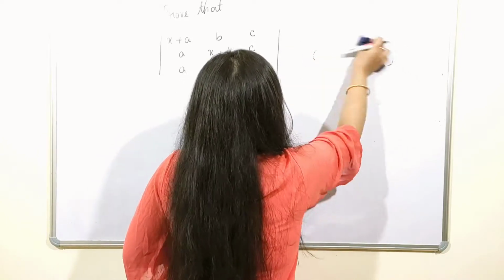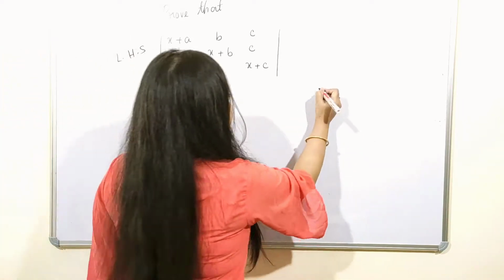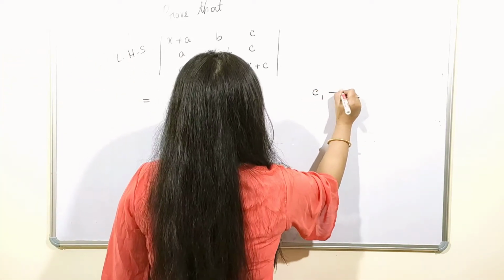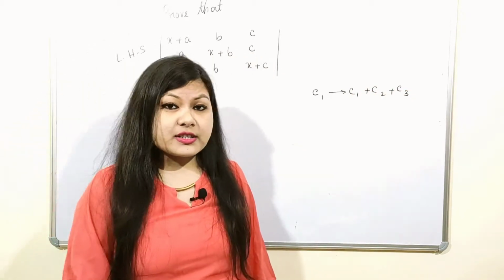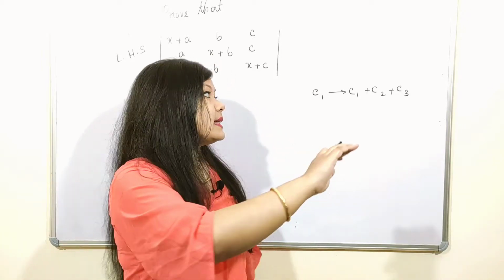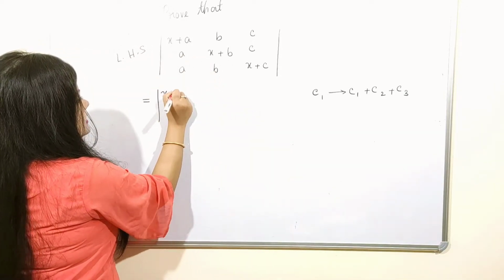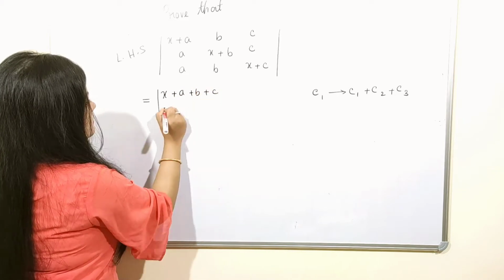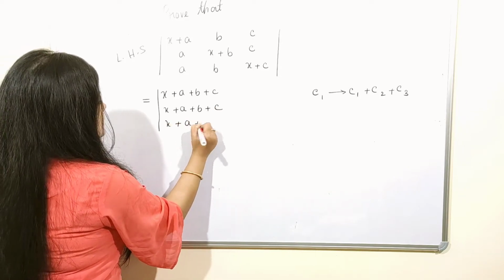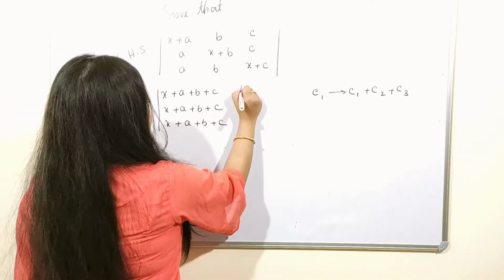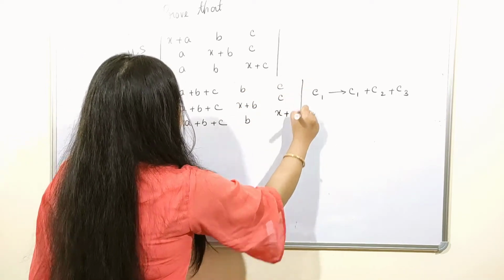So what will we do? This is the left hand side value, so I will replace c1 by c1 plus c2 plus c3. That means the first column will be replaced by the sum of all the elements. So it becomes x plus a plus b plus c, x plus a plus b plus c, x plus a plus b plus c. Then the second column remains the same, and the third column also remains the same.